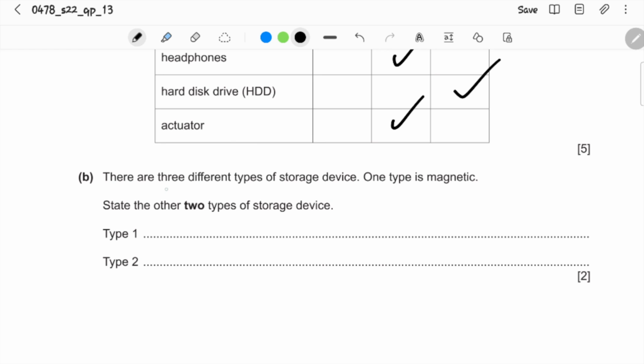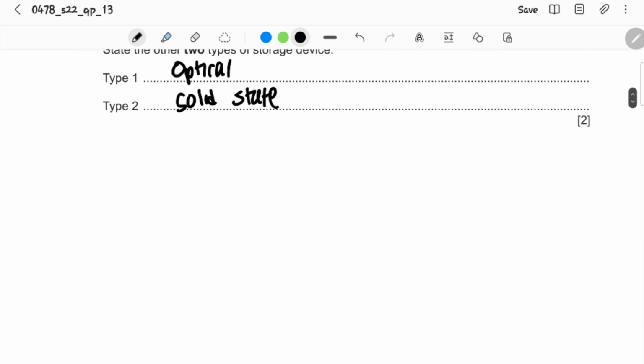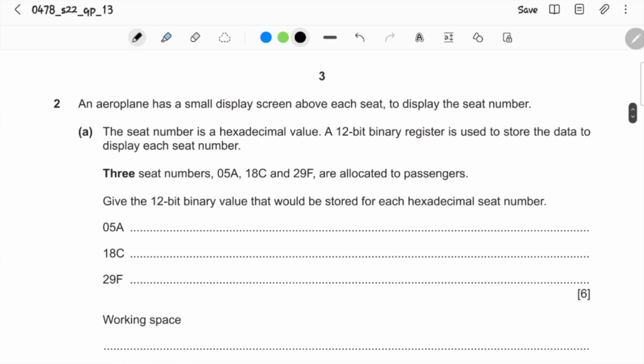There are 3 different types of storage devices. One type is magnetic, the other one is what? We have optical and we have solid state. Those are the only 3 that you need to know for our syllabus, so they make it so easy. You only need to remember 3.